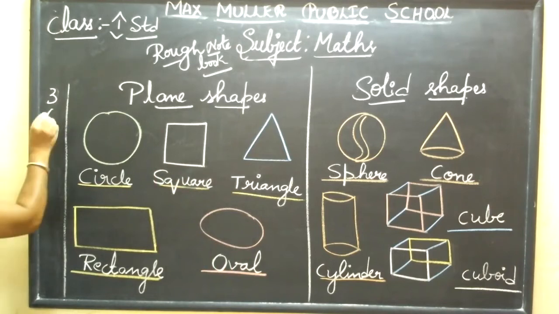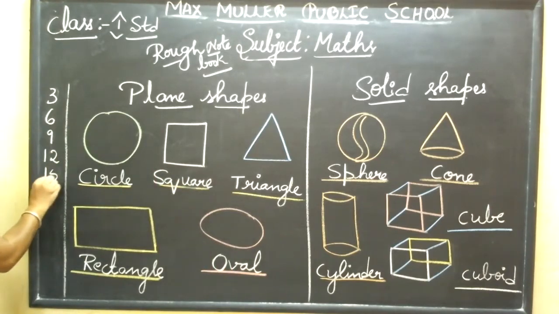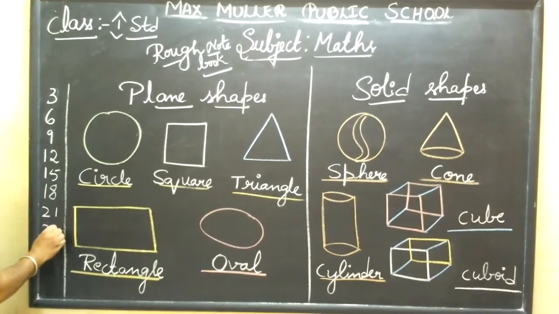3 twos are 6. 3 threes are 9. 3 fours are 12. 3 fives are 15. 3 sixes are 18. 3 sevens are 21. 3 eights are 24. 3 nines are 27. 3 tens are 30.